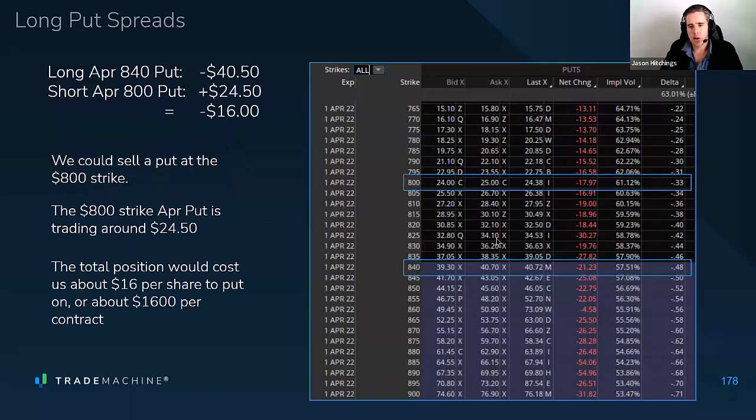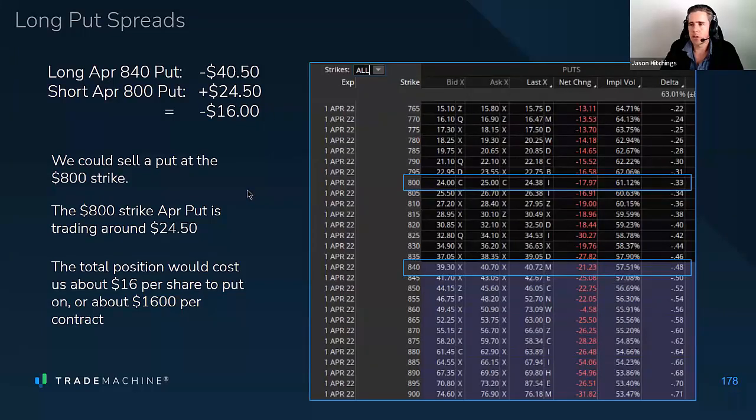When we do that, it's now costing us $40.50 per share for the right to sell it at 840. But to give up the rest of the downside potential, to give up the rest of the profits we'd make from it going further down, someone's going to pay us ballpark $24.50. So to get some profits in this range, to benefit from it going below 840 down to 800, that's going to cost us $16 per share instead of close to 41 per share.